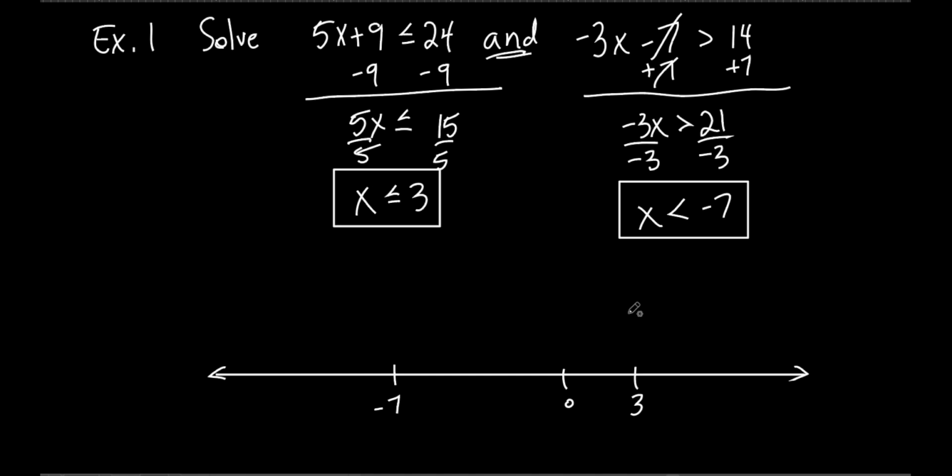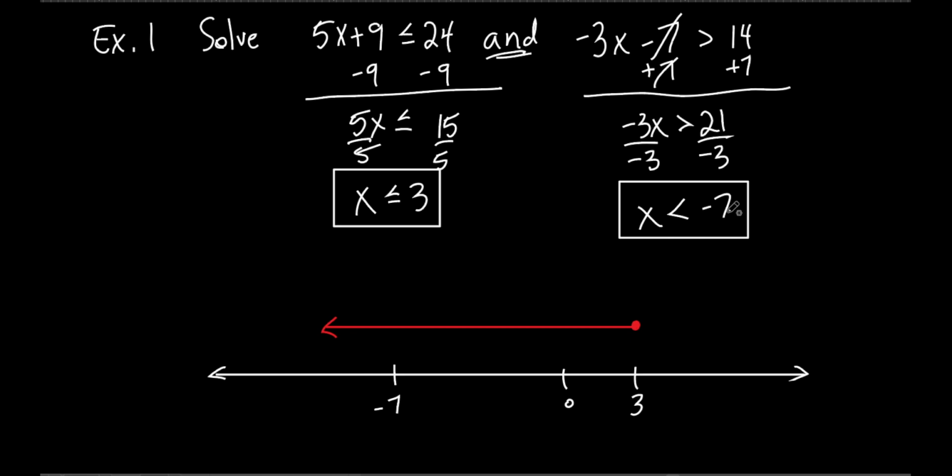X is less than or equal to 3. So what would I do at that 3? What kind of a dot would I put? Open or closed circle? It's closed because it's or equal to. And then everything to the what? It's less than or equal to 3, so it's everything to the left, all right? You okay with that part? Yeah, that was easy.